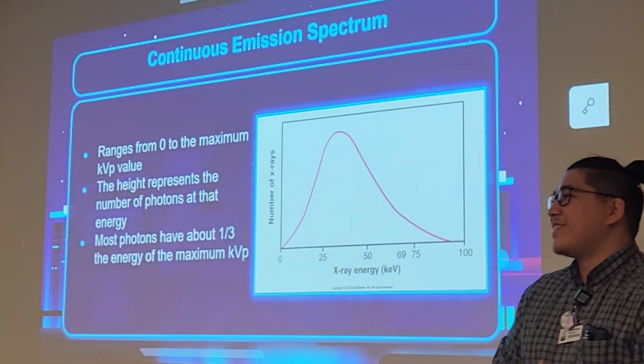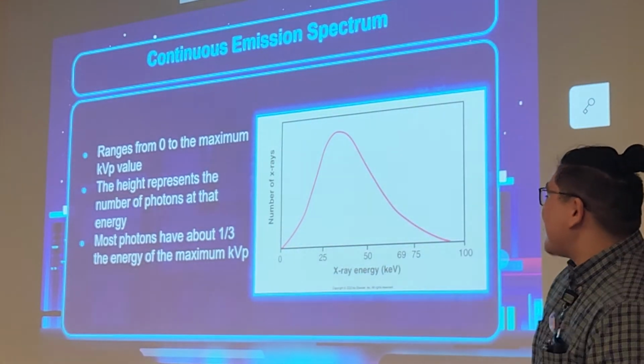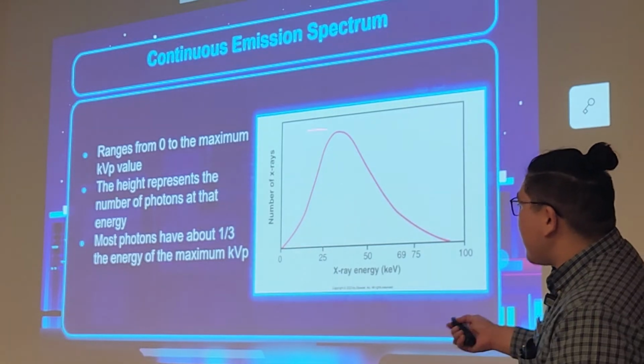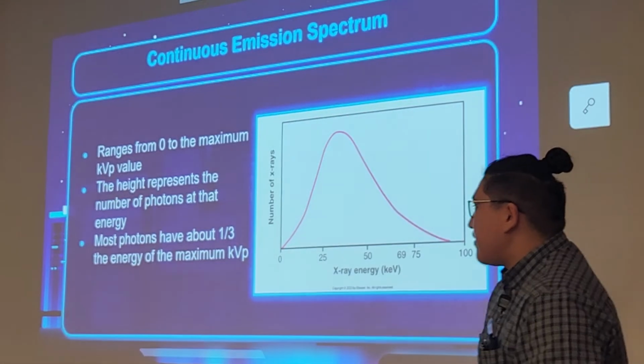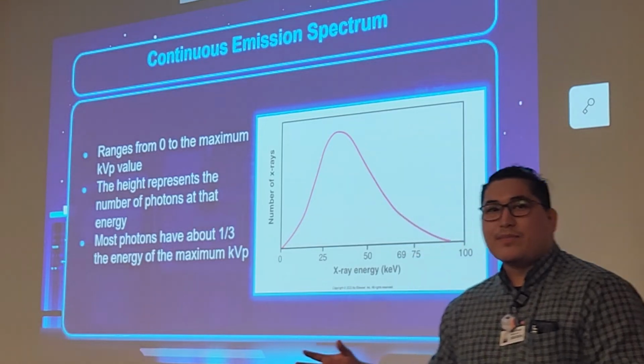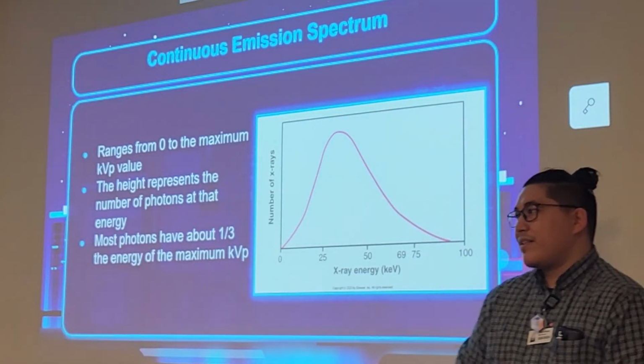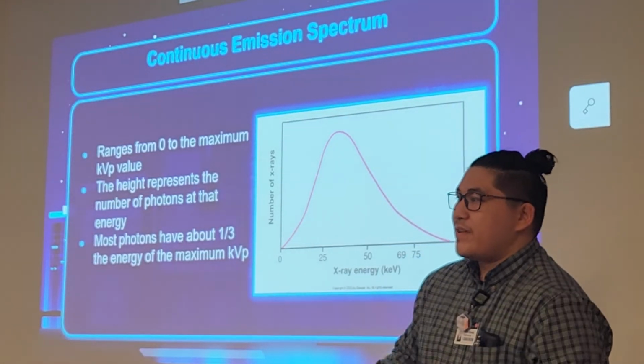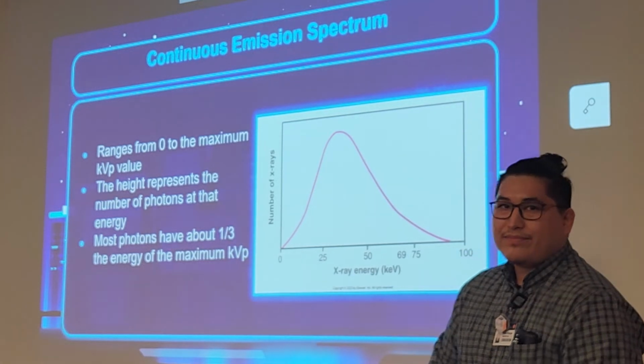All right. Continuous emission spectrum. You're making us PowerPoints. So these are going to be our Bremsstrahlung interactions. The ranges go from 0 to the maximum KVP value that we set. The height represents the number of photons at that energy.